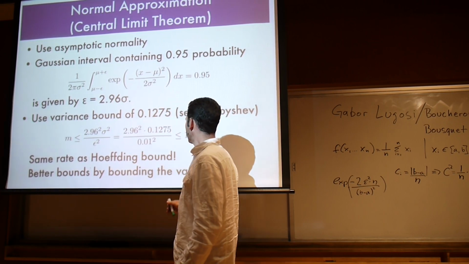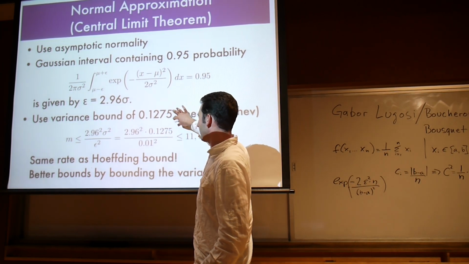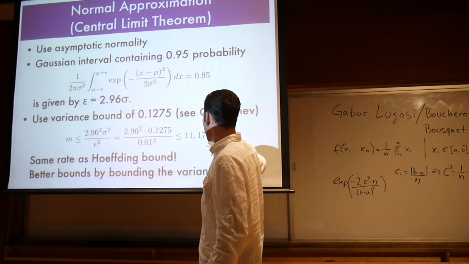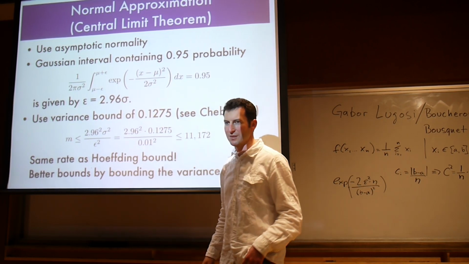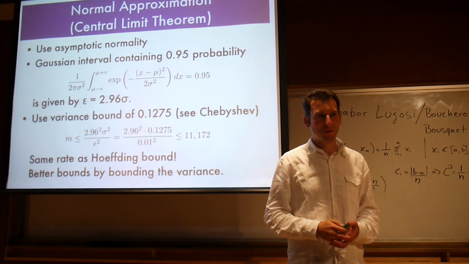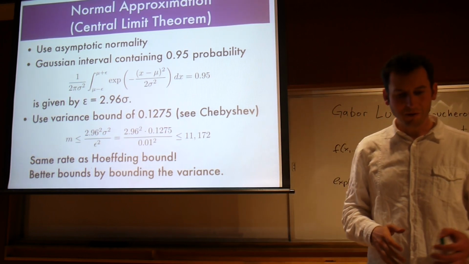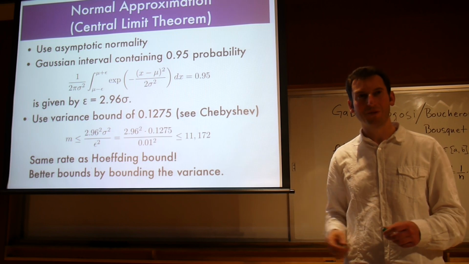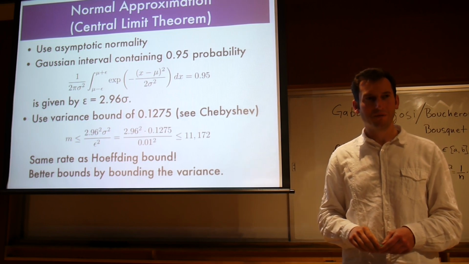In this case, again, let's take the same variance bound as what we had before. I plug that in, and voila, I'm down at 11,000 instances. Now that is a little bit risky because, of course, it's not quite true that the central limit theorem kicks in because we are not truly in the asymptotic regime, but we are close enough.